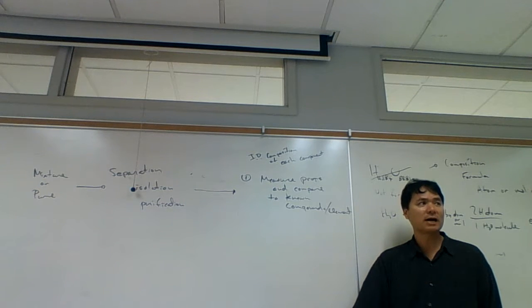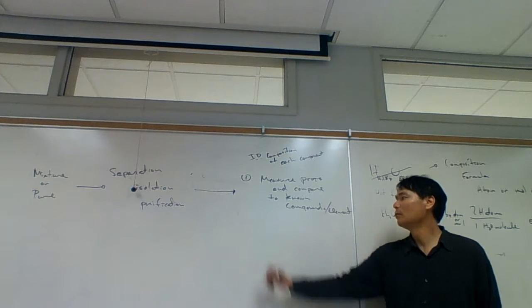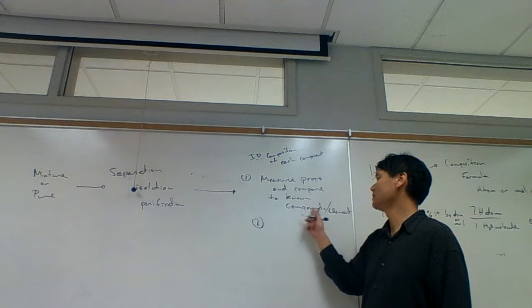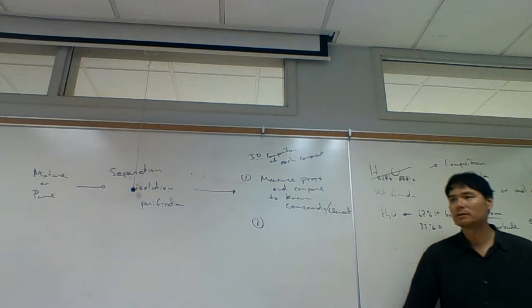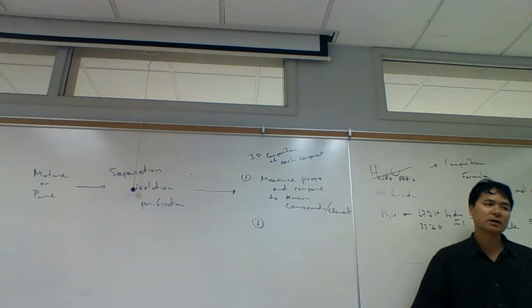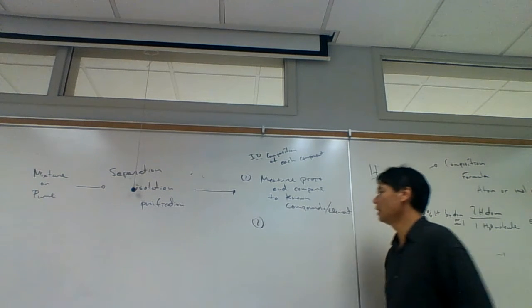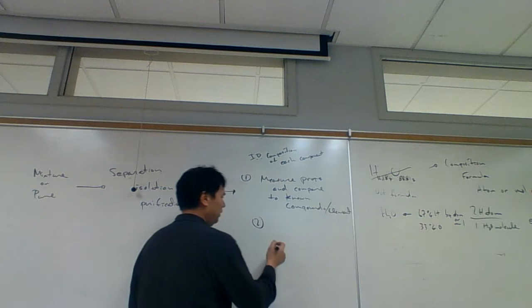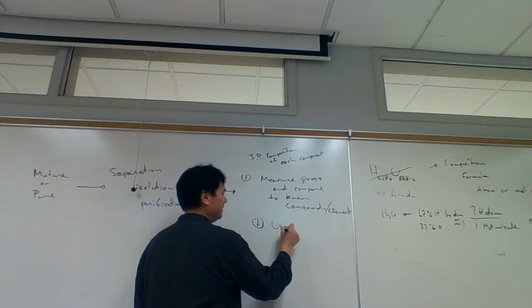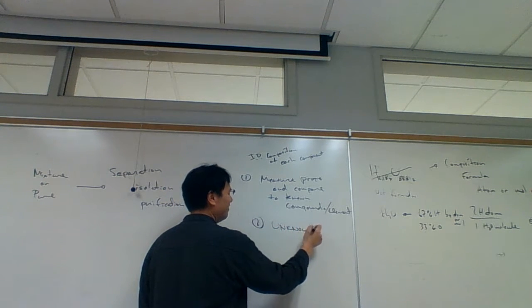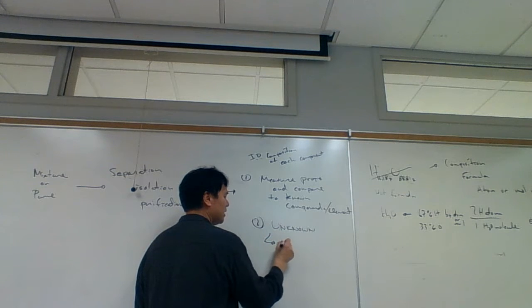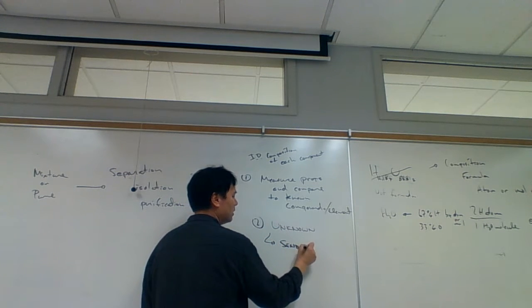The properties match. But what if you don't have a database of properties? What if it's a new compound? Let's say you're trying to synthesize something new. If you're trying to synthesize something new, then there are no properties to compare it against. And so if it's totally unknown, then what we can do is send it out for chemical analysis.